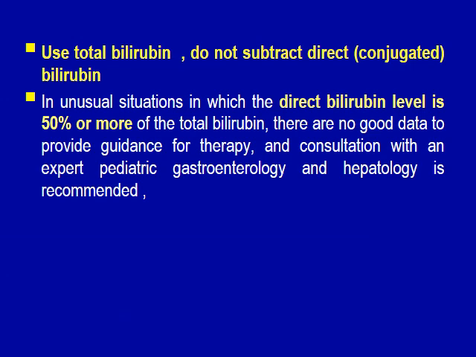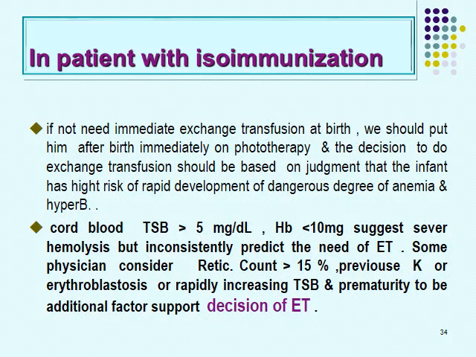Always we use total bilirubin during decision of a treatment. We should not subtract direct conjugated bilirubin. But in the unusual situation in which the direct bilirubin level is 50% or more of the total bilirubin, there are no good data to provide guidance for therapy, and consultation with an expert gastroenterologist and hepatologist is recommended. And this is mostly a case of direct hyperbilirubinemia.